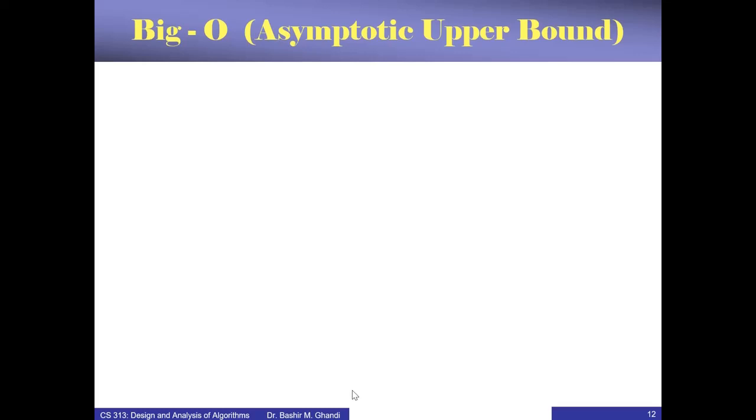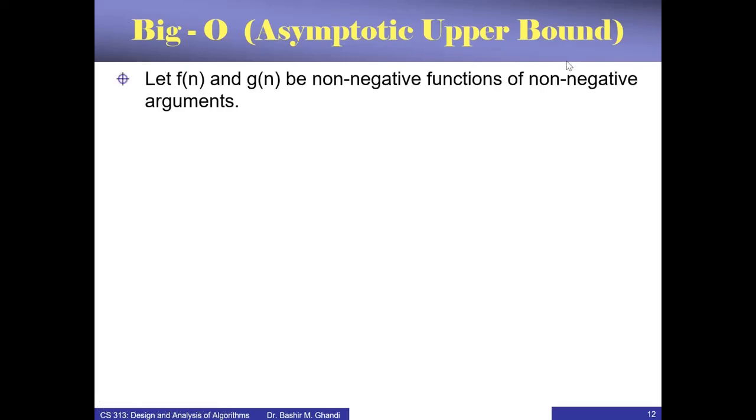Let us move to our second asymptotic notation, which is big O, also called asymptotic upper bound. Here is the definition. Let f(n) and g(n) be two non-negative functions of non-negative arguments. So, same as we did for theta, f(n) and g(n) must be positive functions, and we're only concerned with the positive values of n.